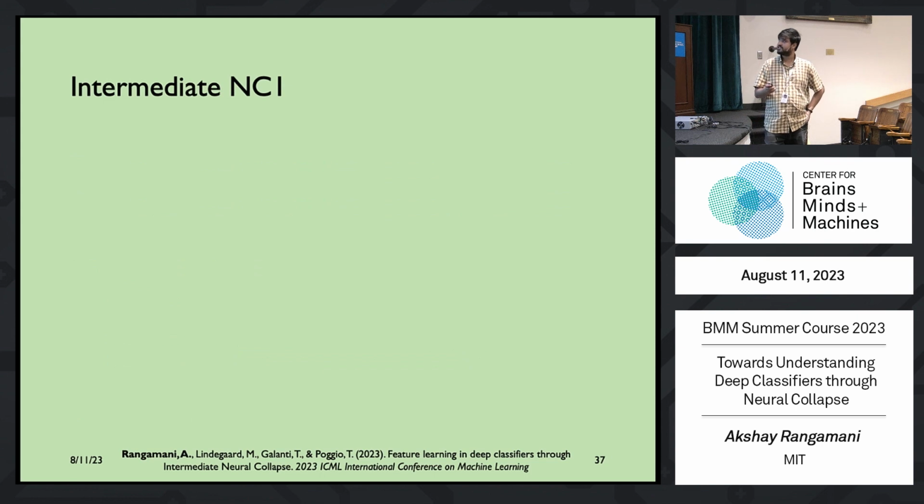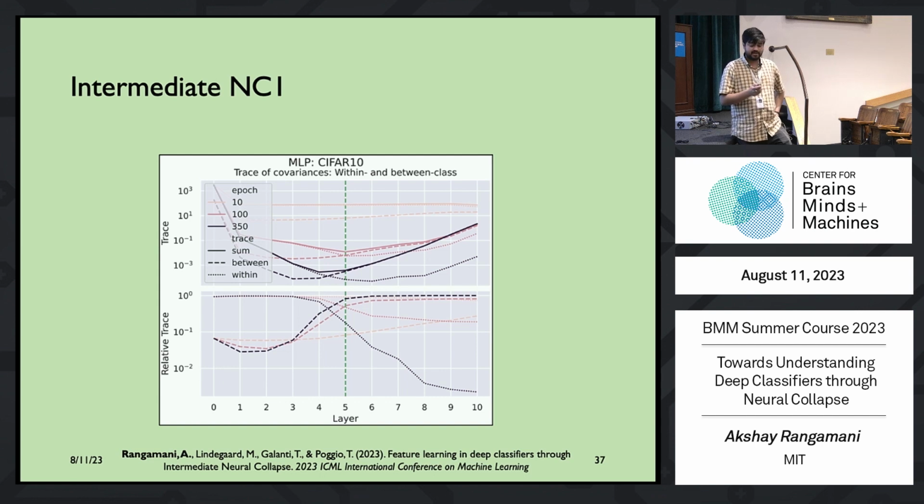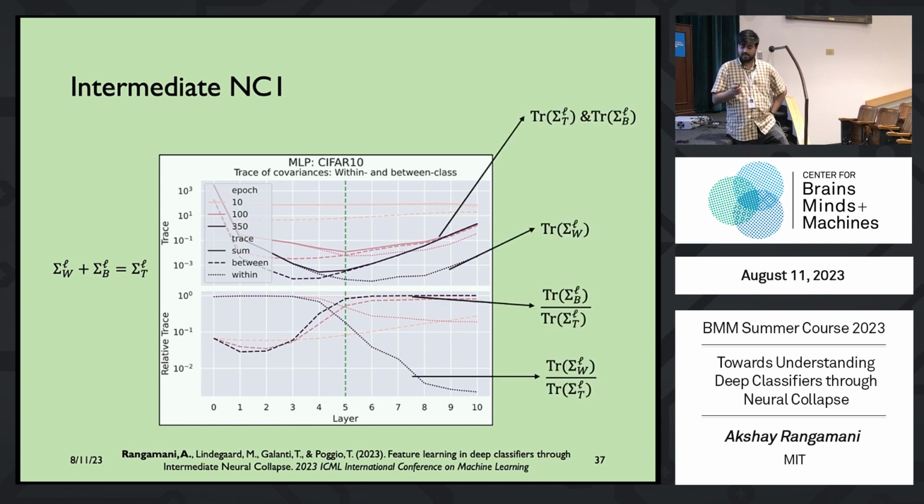So first, we're going to look at the NC1 condition, which is variability collapse. What we're plotting here is the within class and the between class covariance, and both of these sum to the total covariance. So instead of looking at their absolute values, we're going to look at how much each of those contribute to the total covariance. In the top plot here, we have the absolute values, and what we call intermediate neural collapse is happening. You can see it happening clearest in the bottom plot, which is the normalized plot. Over here, you see that there's a layer in the network where your templates start to emerge.